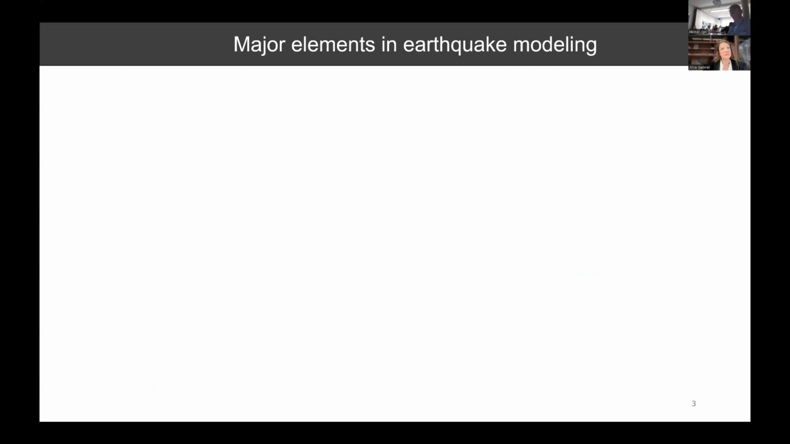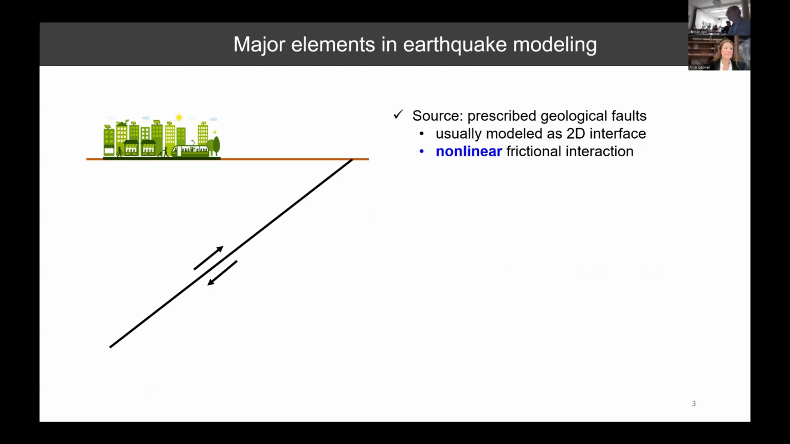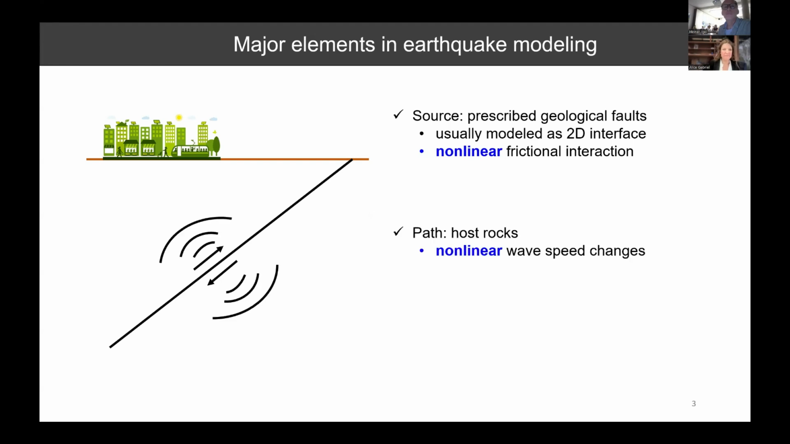In the end, we are interested in the infrastructures on the ground surface, but we need to start from the source. Usually the source is known to be localized to weak structures, which we always prescribe as geological faults. There we use nonlinear friction interaction to describe the locking and unlocking of the faults. After the earthquake occurs, which means the faults are unlocked, it radiates seismic waves, because this process happens at a time scale smaller than 1 second.